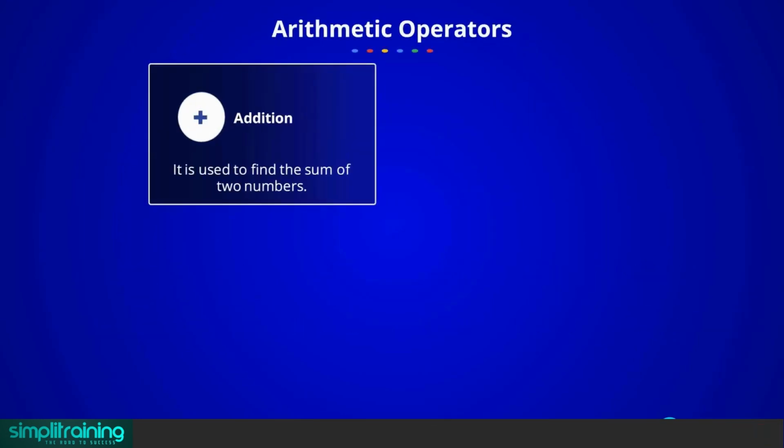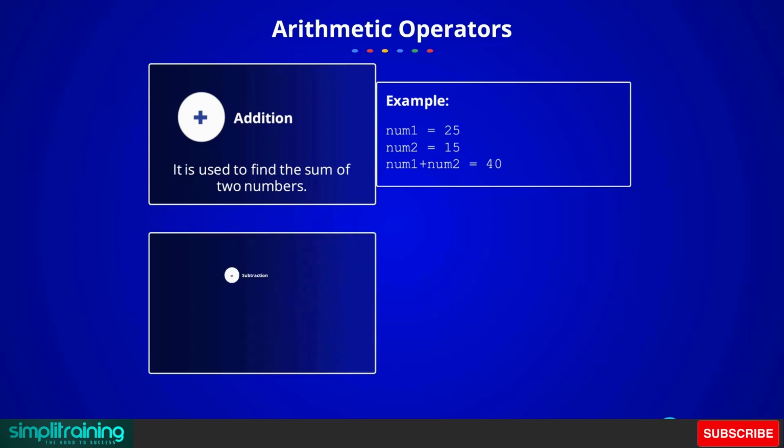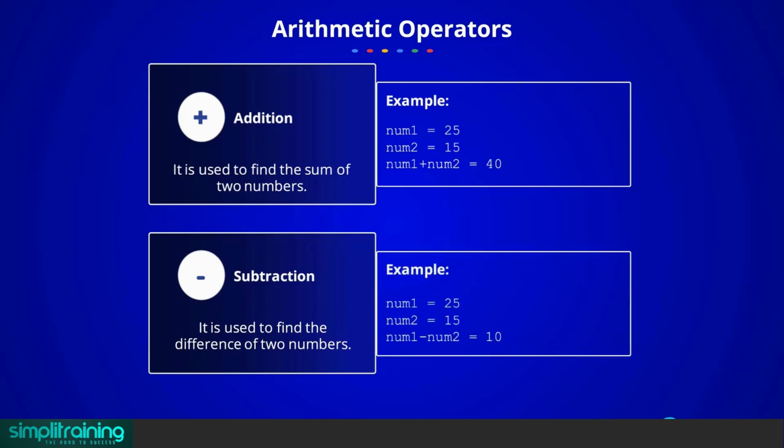Addition is used to find the sum of two numbers. In this example, num1 is an integer 25, num2 is an integer 15, and num1 plus num2 equals 40. Subtraction is used to find the difference of two numbers. Num1 equals 25, num2 equals 15, and num1 minus num2 equals 10.